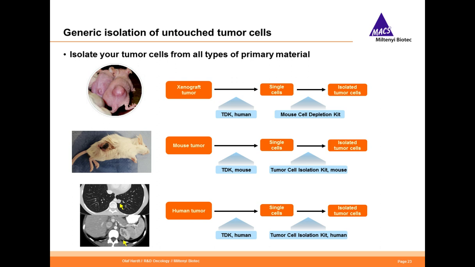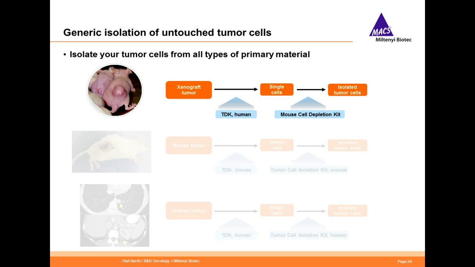So let's talk about now the isolation of untouched tumor cells. In principle, there are three major starting materials where you can isolate tumor cells from. Xenografted tumors, so human tumors growing in a mouse, pure mouse tumors growing in a mouse setting, and of course, primary human tumors. And for all of these tumors, we have developed optimized methods for dissociation and also for isolation of the cells, which I will show you now. I will go more into detail for the xenografted tumors now, because the principle and the method are very comparable among all of these. So let's focus on a xenografted tumor.